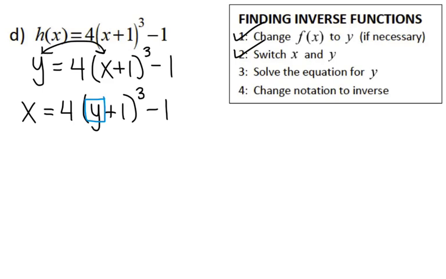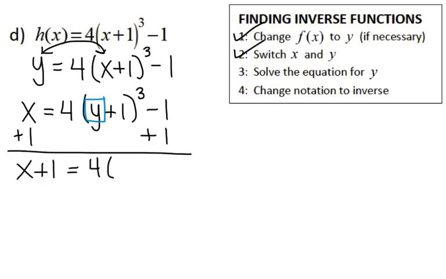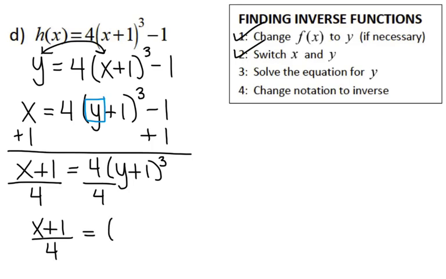So there's a lot going on with this y. I'm adding 1, I am cubing, multiplying by 4, and then subtracting 1, so we need to undo each one of those. So I'm going to start by adding 1 to both sides. That leaves me with x plus 1 equals 4 times y plus 1 cubed. I'm going to divide both sides by 4. That leaves me with x plus 1 over 4 equals y plus 1 cubed.